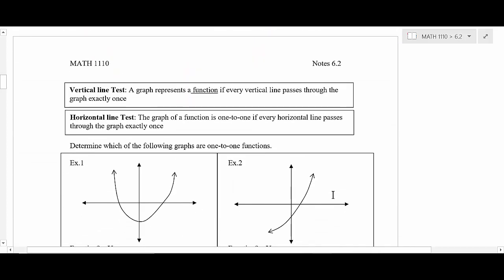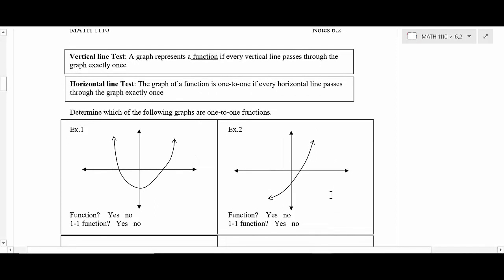It's just to think of everything in reverse. Every x has one y as a function. Every y has one x as a one-to-one function. It's got to satisfy both conditions. One of the things we already learned is that the way you can tell if a graph is a function is by applying the vertical line test.